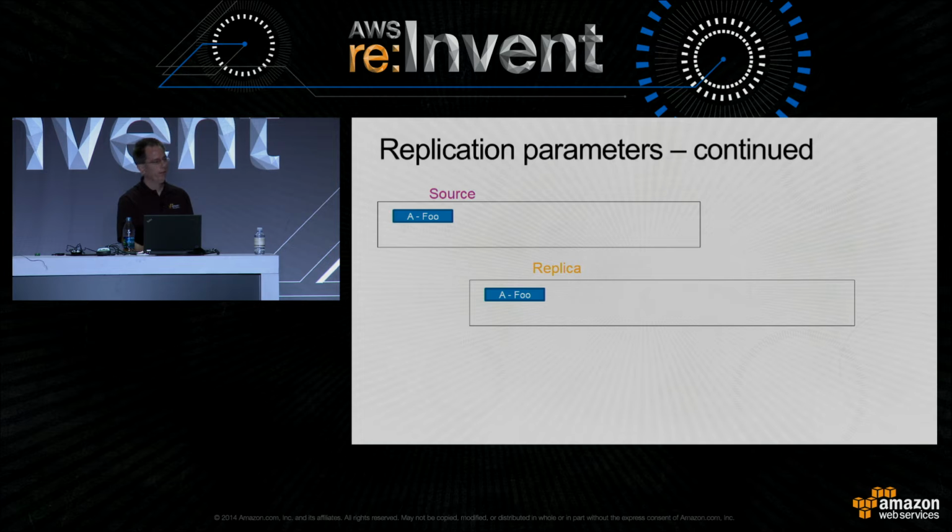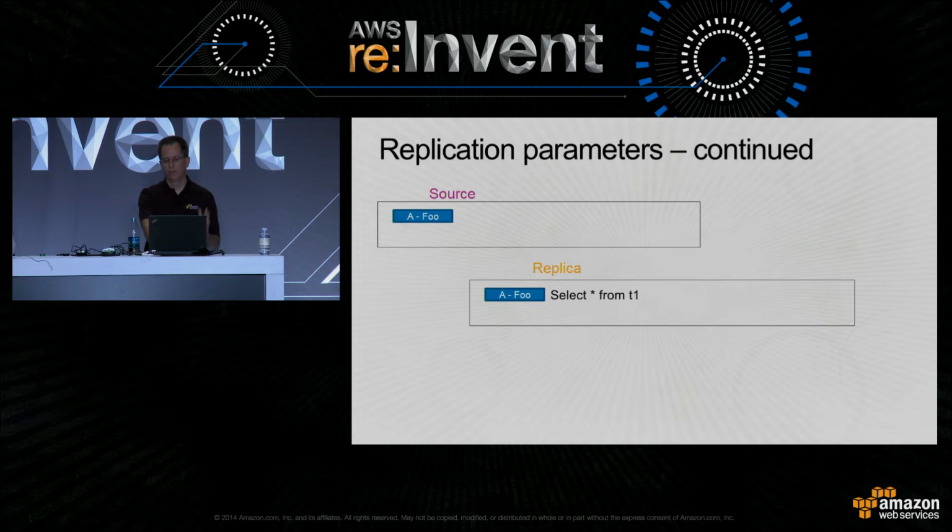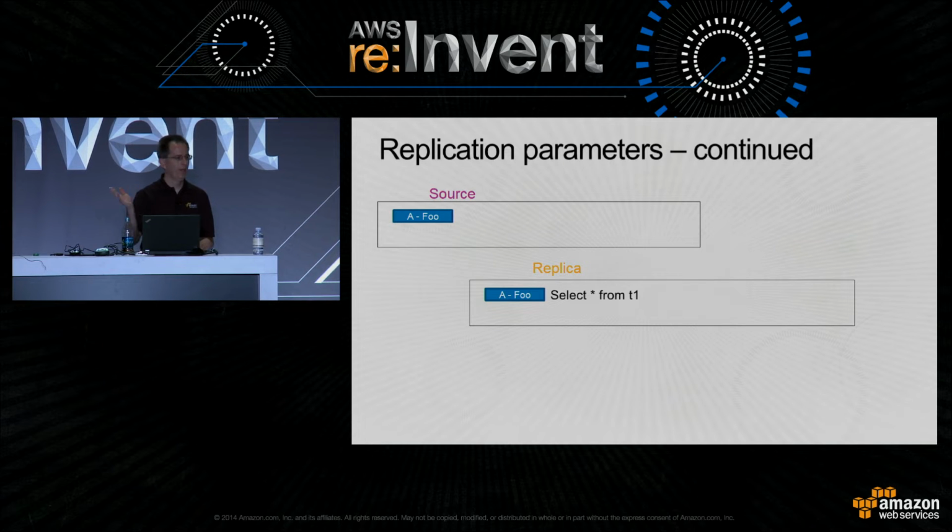The other replication parameters that are really important are how replicas work with queries. So in this example, I have a source and a replica, and it has a table, and it has a row in there with a primary key of A and a text of foo. Let's say I run a long-running query on my replica. Select from T1. Now, no one's ever had a user that forgot to do a where clause, have they? Nah, it's never happened on your database, right? So this thing's going to take hours to run, for example.